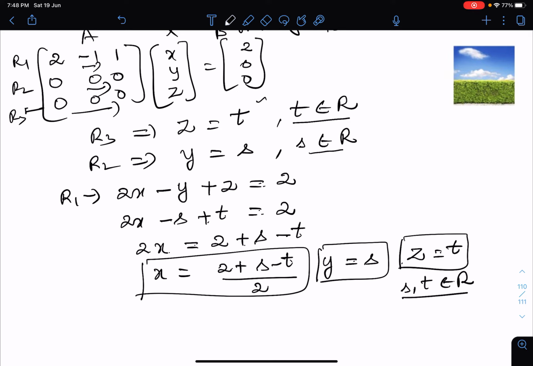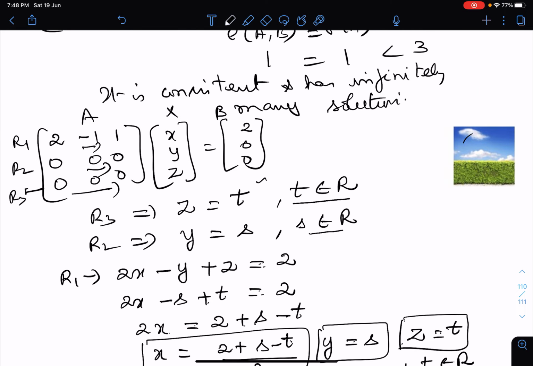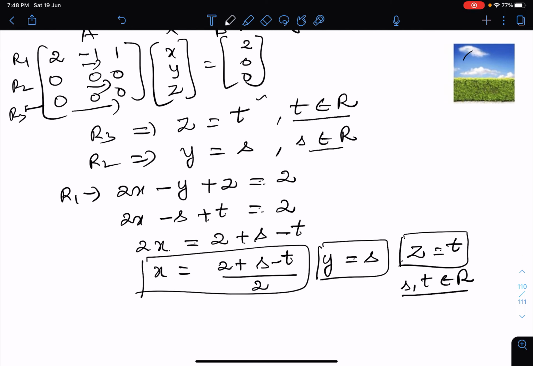As you put values for s and t, you get infinitely many solutions. All the points in these 3 pages are solutions. Hence you get infinitely many solutions and it is consistent. So we have concluded it is consistent with infinitely many solutions, and we have got the solution also. I hope this makes it clear with the example. Thank you.